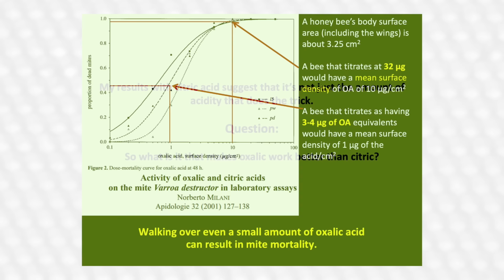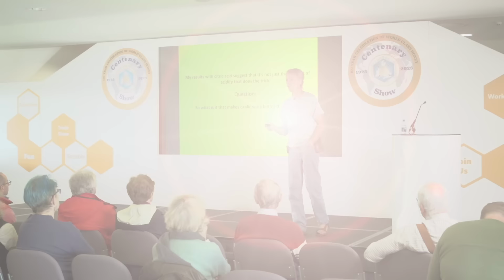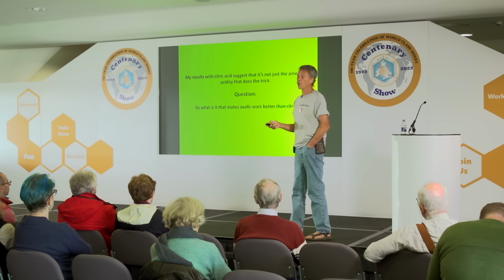So citric acid, I tried, does not seem to work, and I don't know why. I can have the same acidity with citric acid, the same degree of acidity, but I don't get the efficacy against the mite. I don't know why that is. I was hoping I could make citric acid work.